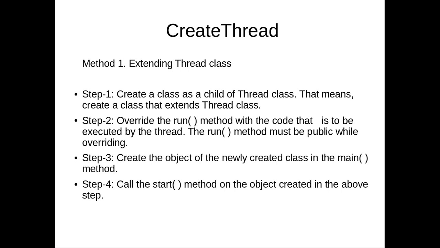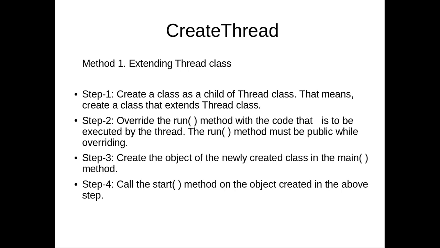First of all we have to create a subclass of the Thread class. Then in the Thread class there is a run method, you have to override that. That means whatever you have to do in the thread, you have to write code for that in the run method, and the run method must be public while overriding. That means public void run. In that you have to write the code for the thread.